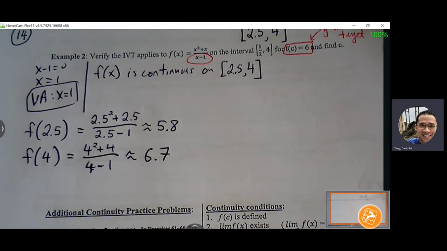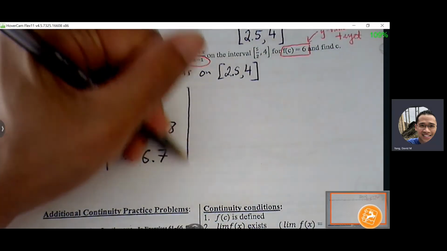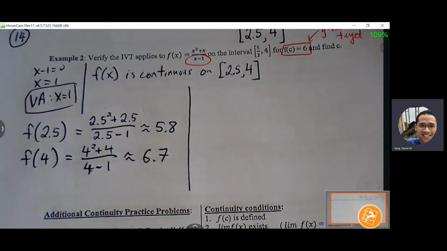We know there are no accidental breaks along the interval. We're guaranteed that somewhere along this path, the graph is going to hit and touch a y value of 6 at least once. Okay, so let's make our conclusion, but then there's one more thing we got to do after that. But let's write our conclusion first.